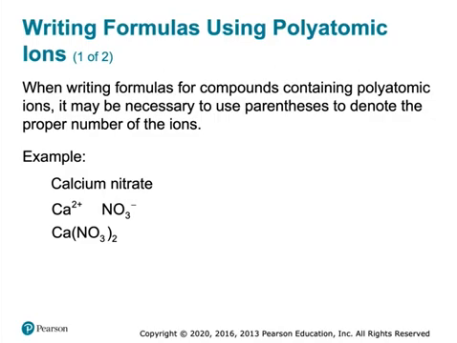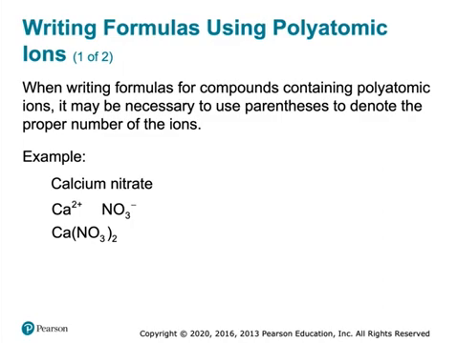So if there's only one, you can just leave the polyatomic ion written as is. But for calcium nitrate, calcium is +2, nitrate is -1. So the two nitrates need to balance out the calcium +2 charge. Parentheses are put around the nitrate ion, and the subscript indicates the number.